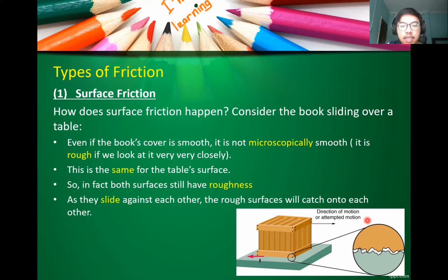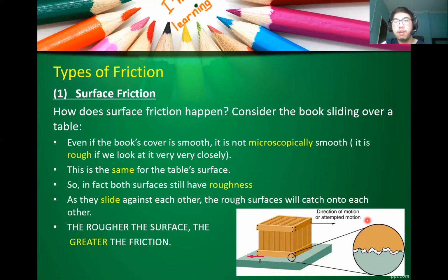As they slide against each other, the rough surfaces will catch onto each other. You can imagine if the surfaces are rough, they can get stuck to each other, and that's going to make it hard to slide past each other. And that is where friction comes from. Because these surfaces on the microscopic level are quite rough, when you slide them past each other, especially the peaks will catch each other, and they will make it harder to move. Generally, the rougher the surface, the greater the friction. If you have a rougher surface, the friction is large. If you have a smooth surface, the friction is small.